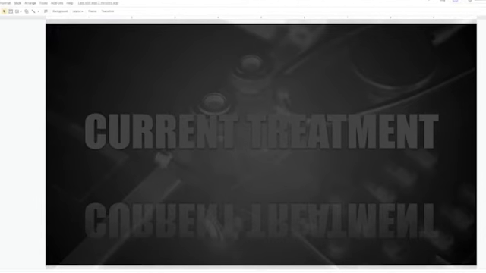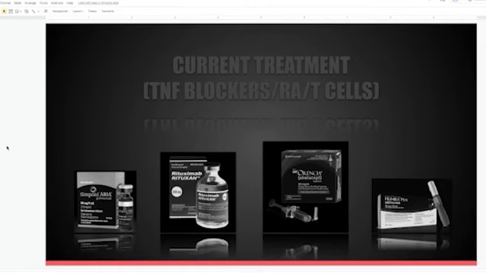Current treatment. This is my first point. Current treatment of arthritis mainly uses drugs that include TNF blockers, RA, and T cells. One example, and I have four over here.